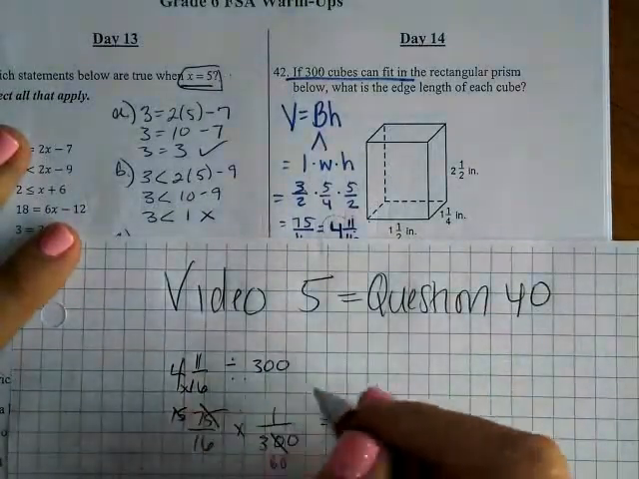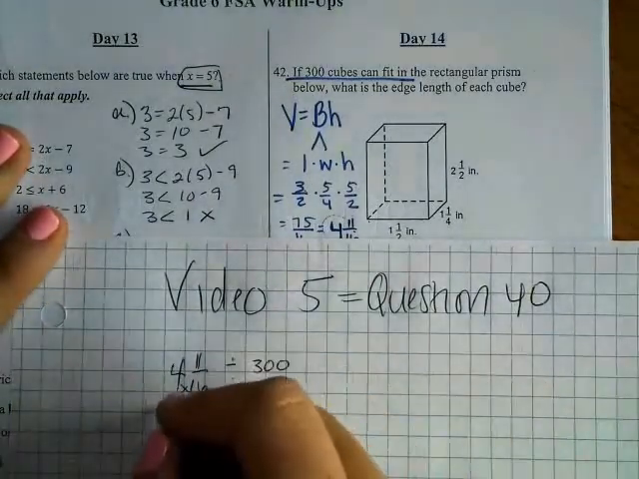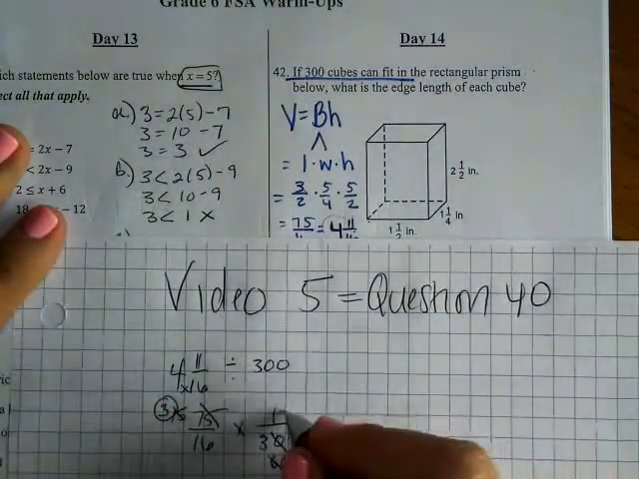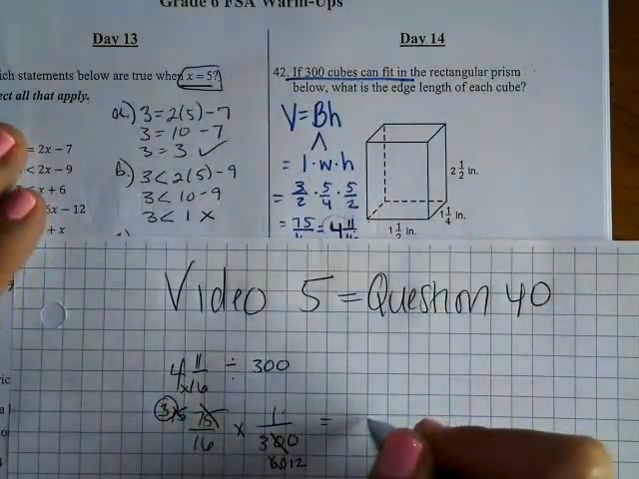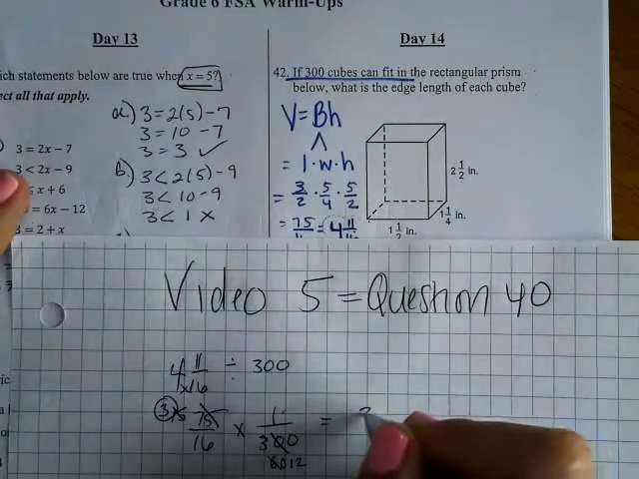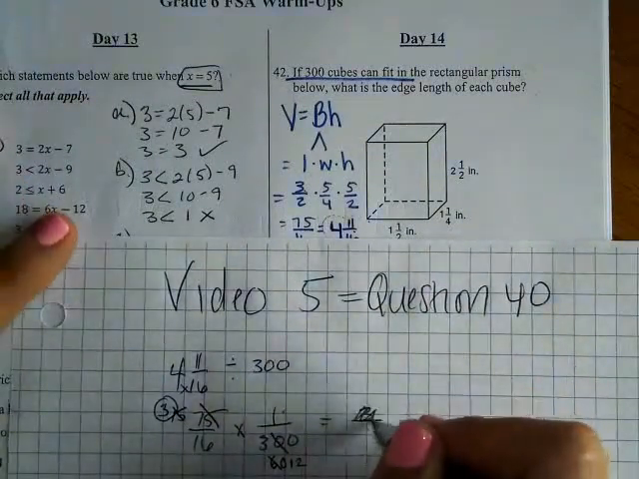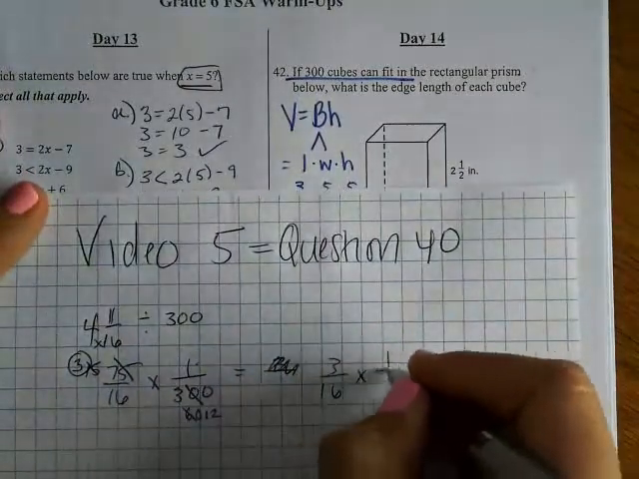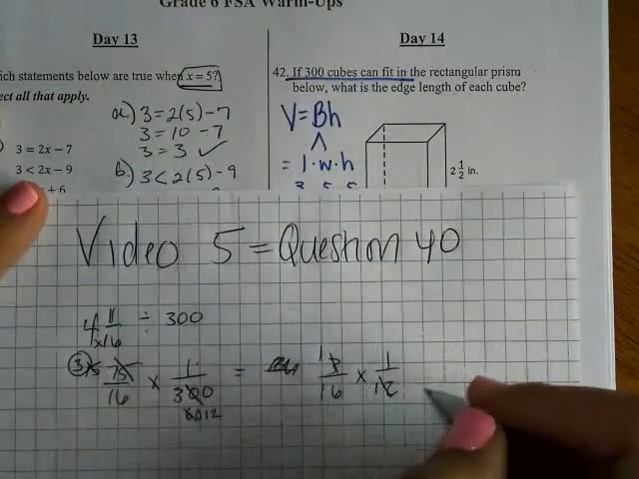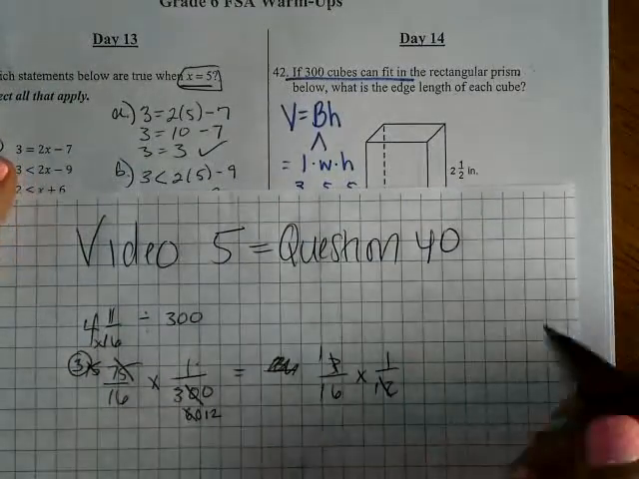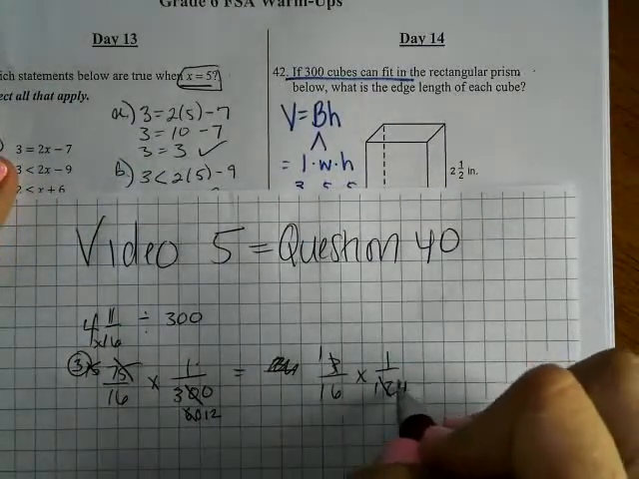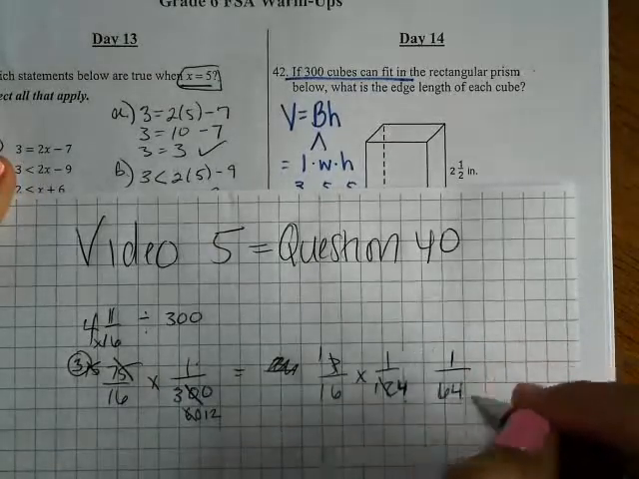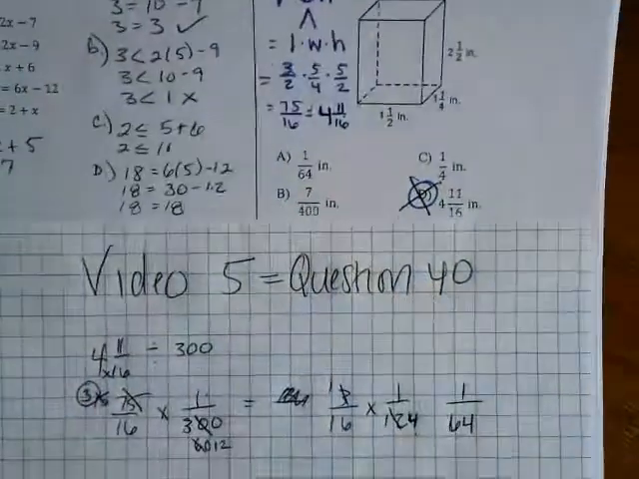But I can simplify that again. Divided by 5 makes this 3. It makes this 12. So it becomes 1 times 3, which is 3. But I'm sorry, I can simplify that even more. It's 3 over 16 times 1 over 12. Simplify that, that gives me 1 over 64, each cube.